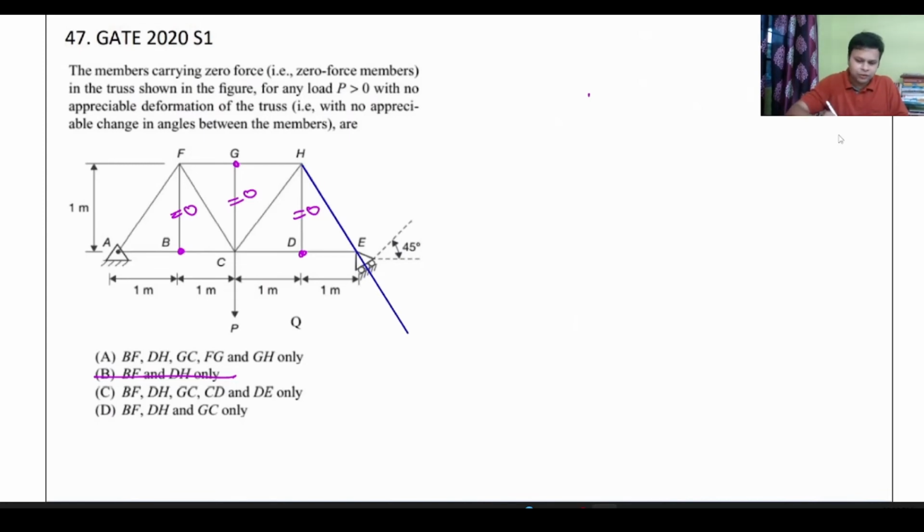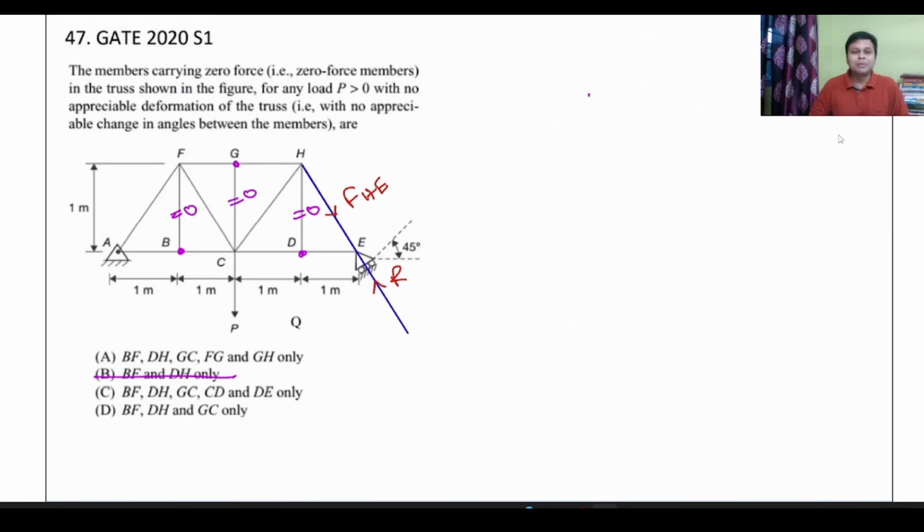So can I say the reaction force, this reaction, will be equal to the force in HE? Can I say the reaction force is equal to the force in HE? So these two will cancel each other. If these two forces are cancelling each other, because they are collinear, right?